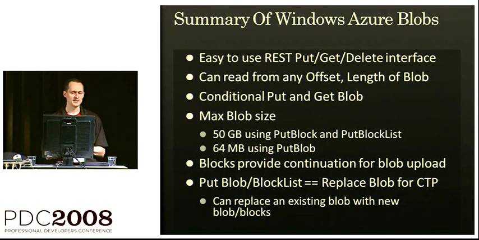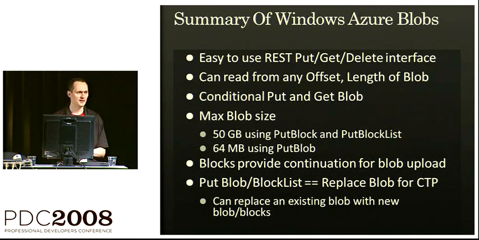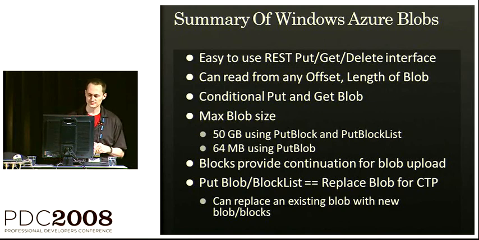Then in terms of the blob size, we support up to 50 gigabytes for the put block list. If you do a single put blob request for the CTP, we support up to 64 megabytes. And a big feature of this blob system is the block interface itself and the efficient continuation for uploading, especially since we want to support uploading of tens of gigabytes to even, at some point, hundreds of gigabytes blobs.